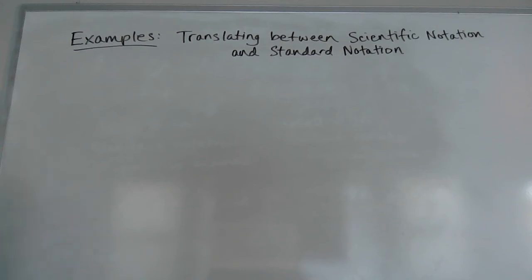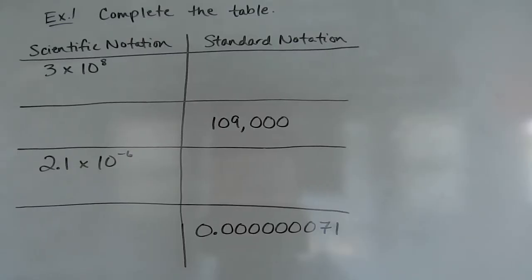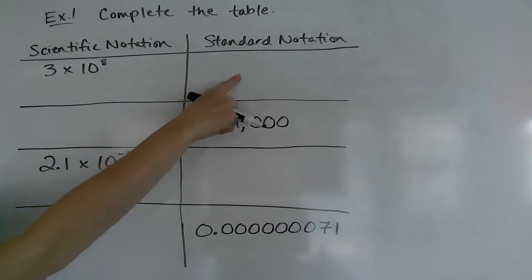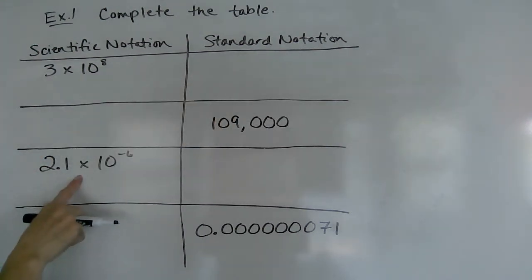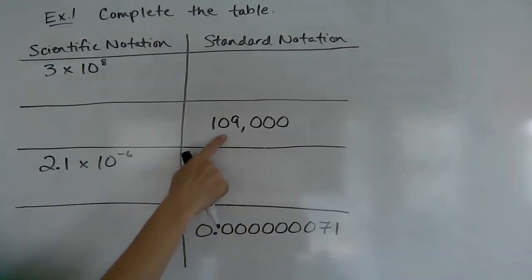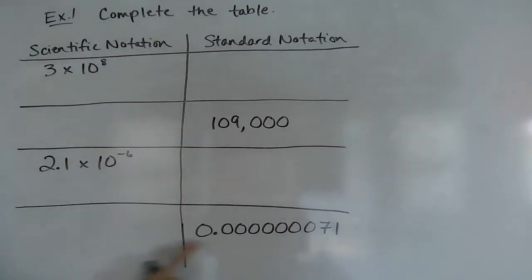Let's go over some examples of how to translate between scientific notation and standard notation. All right, so for example 1, we're going to be completing the table. In the left-hand column, we have some numbers that are written in scientific notation that we need to translate into standard notation. We also have a couple numbers that are in standard notation that we need to translate into scientific notation. So let's just get started with the first one.